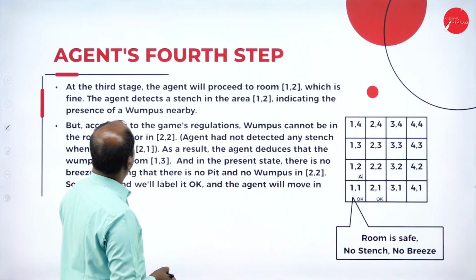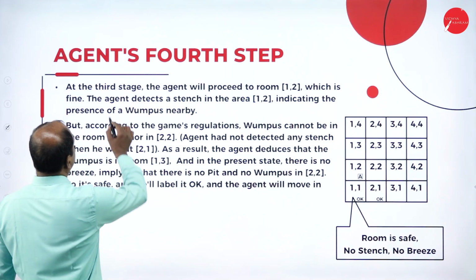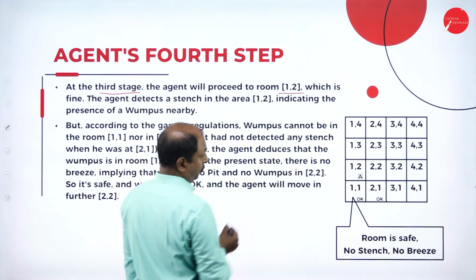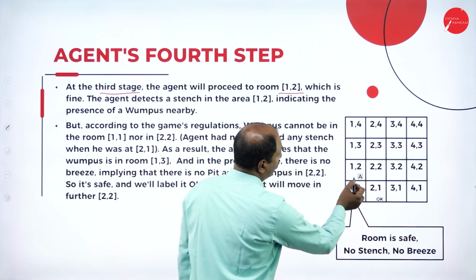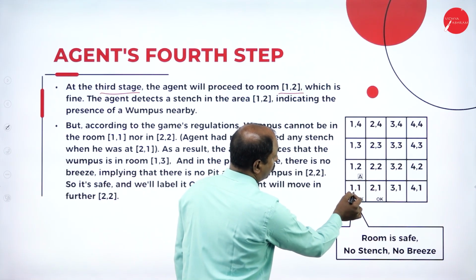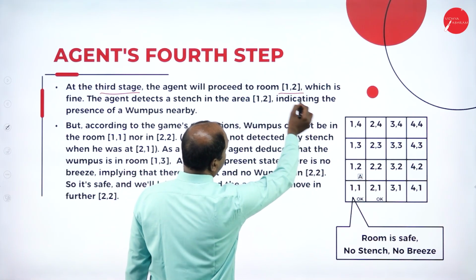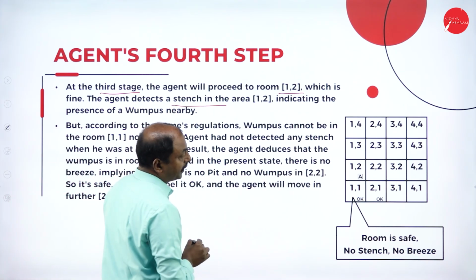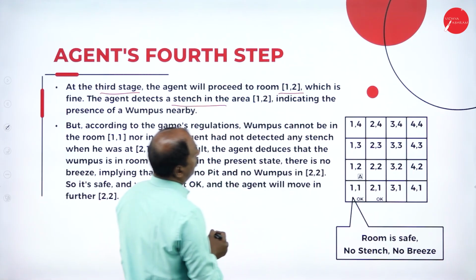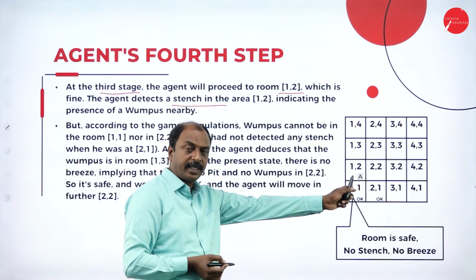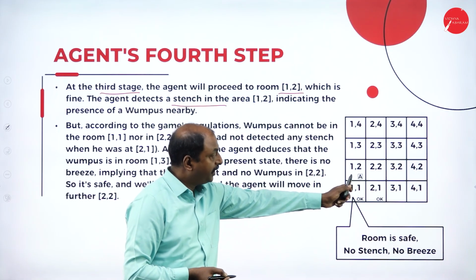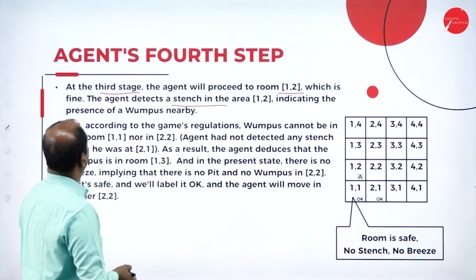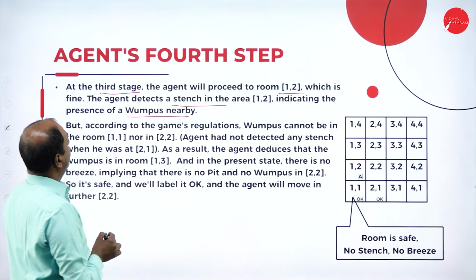Now in the next slide, what would be the next movement here? At the third stage, the agent will proceed to the room 1, 2. He has already visited the other rooms, so now his option is 1, 2. He will move to the location 1, 2, which is fine. The agent detects a stench. As per the condition, there will be a stench, and what does it indicate? The stench indicates that there might be a wumpus nearby, maybe in the adjacent cells. So he perceives the wumpus.